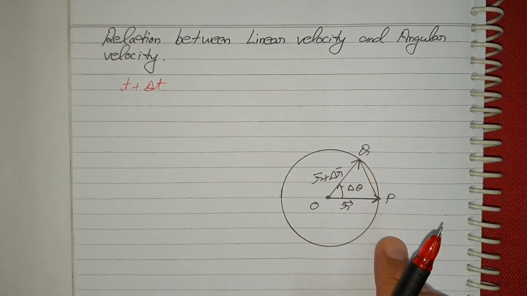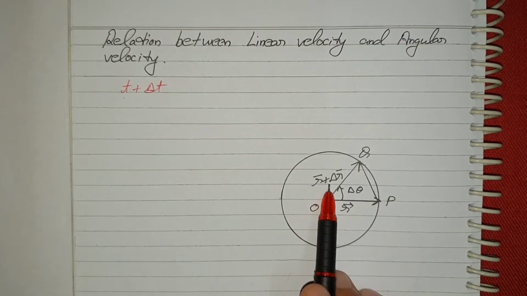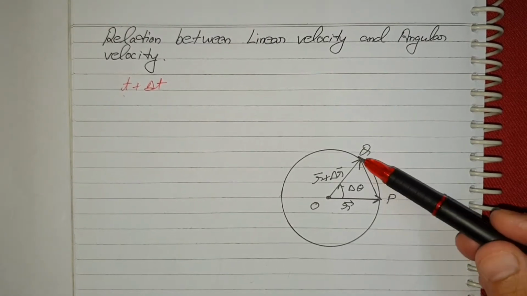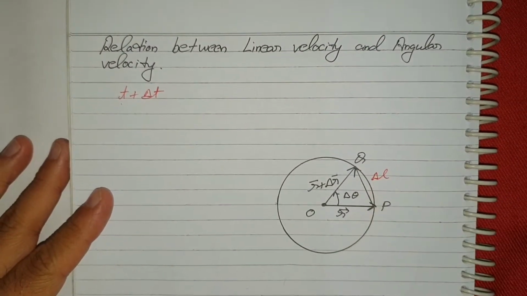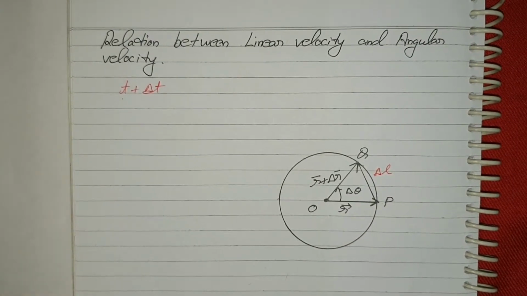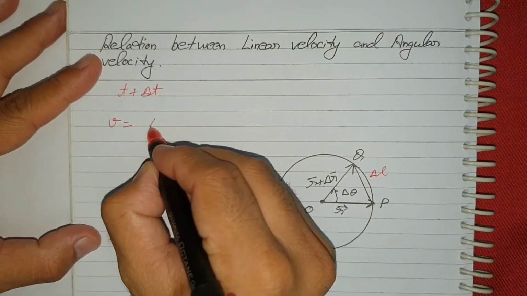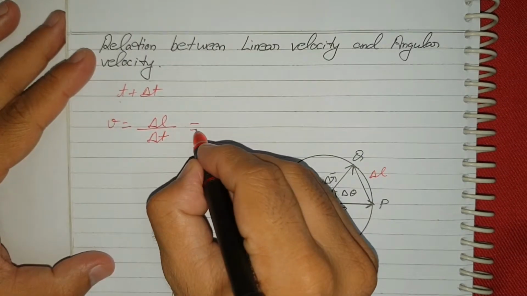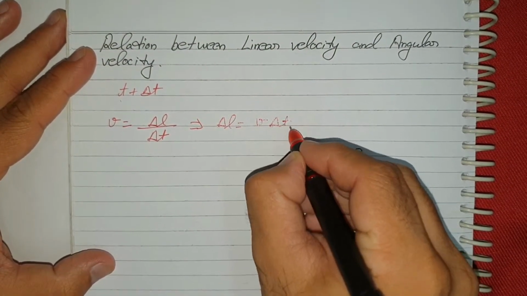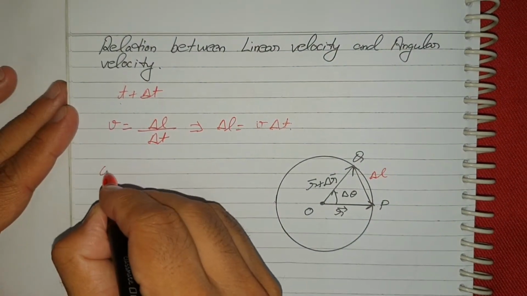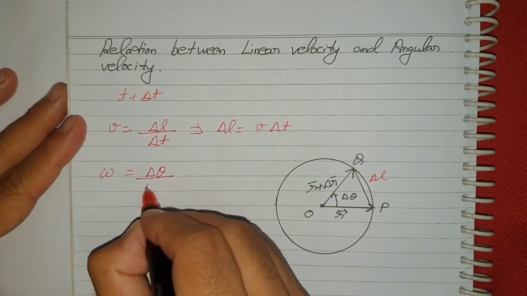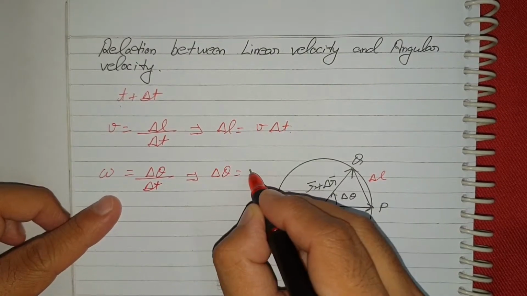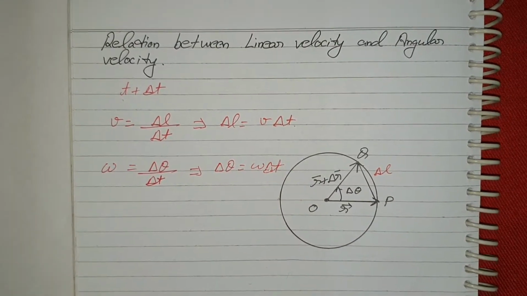So angle POQ is delta theta, and OQ is r plus delta r. Now you can consider this PQ as an arc of length delta L in the time interval delta t. We know that v is equal to delta L by delta t, the displacement upon time interval, or we can write delta L equals v delta t. We also know that omega equals delta theta by delta t, the angular displacement upon time interval. So this implies delta theta equals omega into delta t.